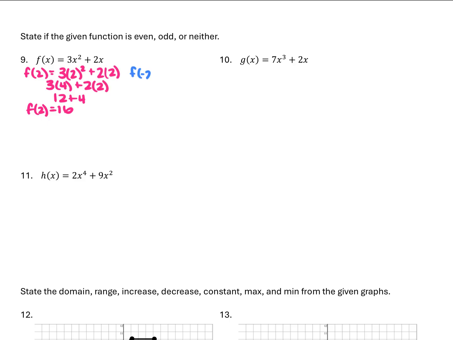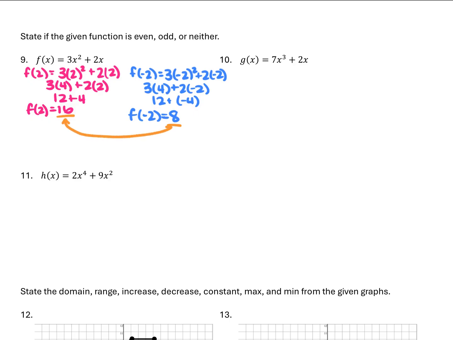Your f of negative 2 is going to be 3 times negative 2 squared plus 2 times negative 2. Your negative 2 squared is 4, so that's 3 times 4 plus 2 times negative 2. That gives you 12 plus negative 4, which is 8. So if your f of 2 is 16 and your f of negative 2 is 8, these two are not the same number, nor are they the opposite sign. So because they are two totally different numbers, this is neither.